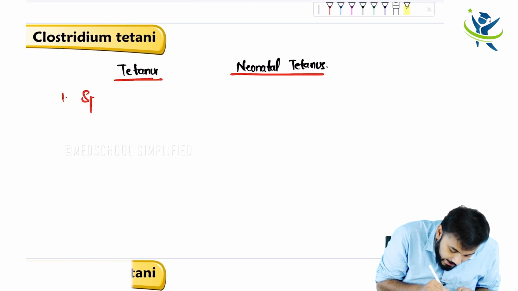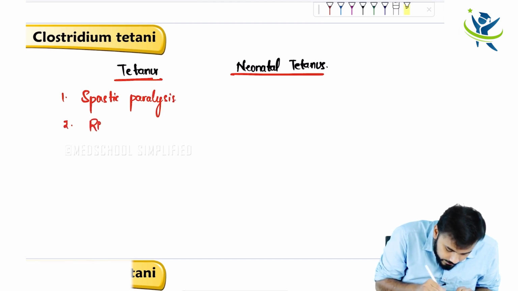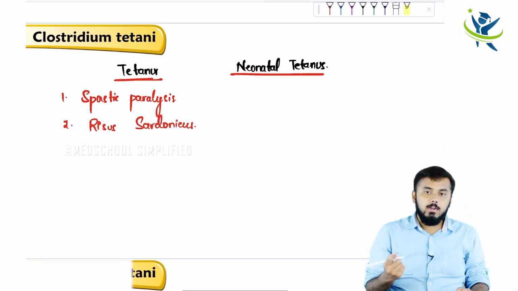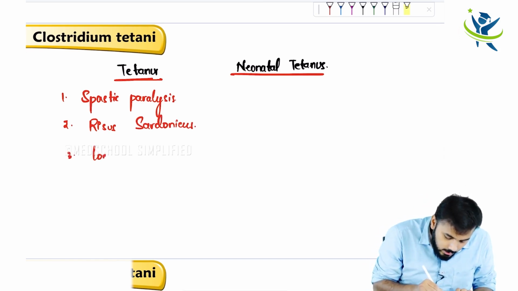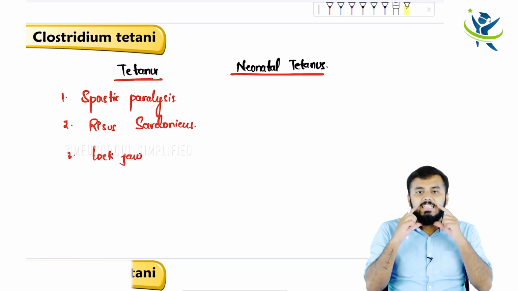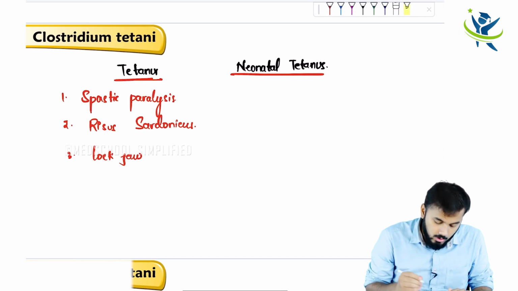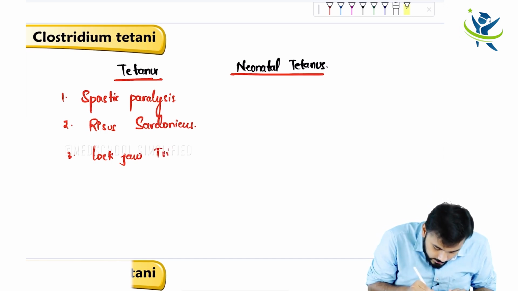Within this tetanus, you will have many more things. One will be spastic paralysis. Secondly, you will have risus sardonicus. What is risus sardonicus? I'll show you the picture in a minute. Thirdly, you will have locked jaw. The jaw will be locked like this, in this way. This is called locked jaw, also called trismus.